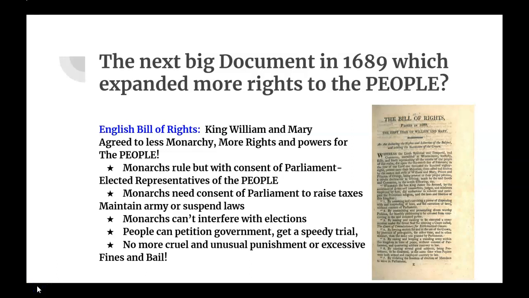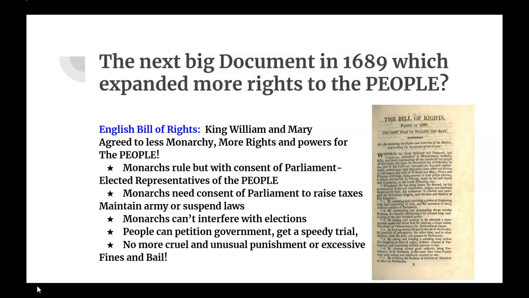King James II was replaced by two new monarchs that recognized Parliament, which is England's lawmaking body, as supreme. What ended up happening is the new monarchy ended up agreeing to less monarchy, more rights and powers to the people. They established the English Bill of Rights in 1689, the next document to inspire American democracy.